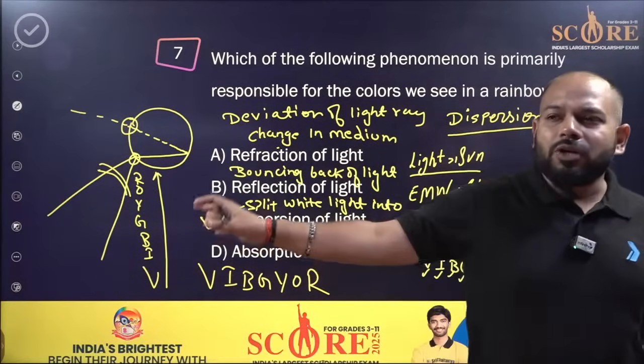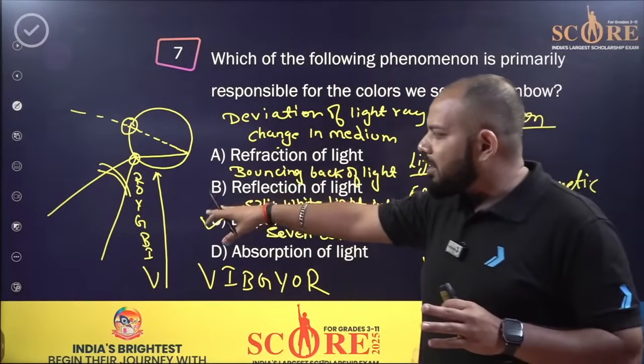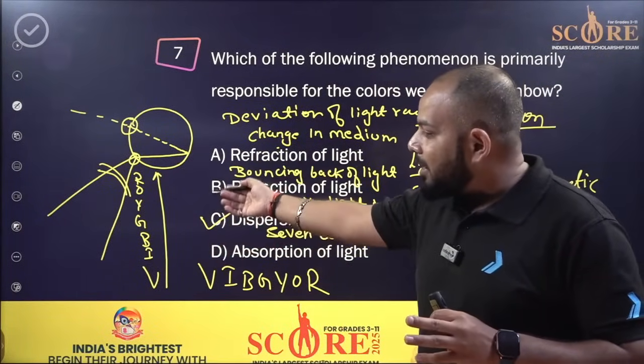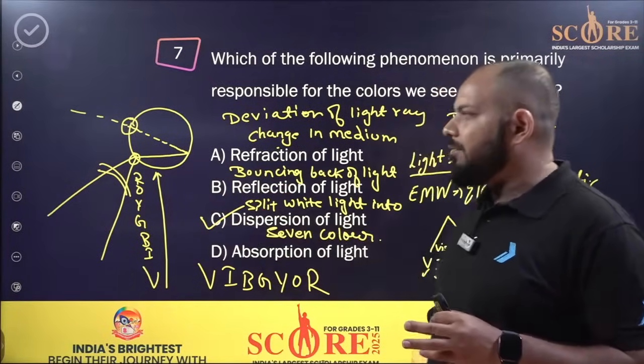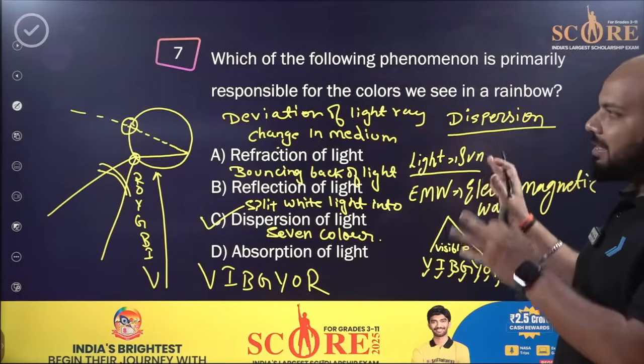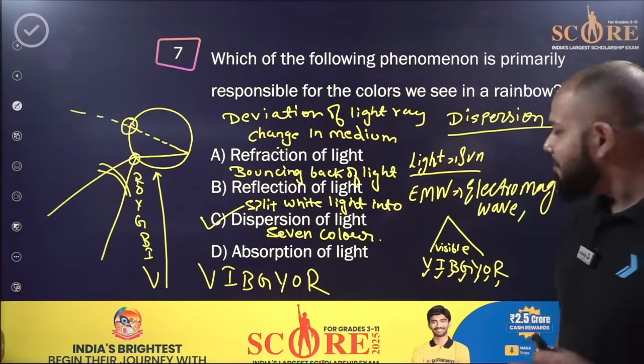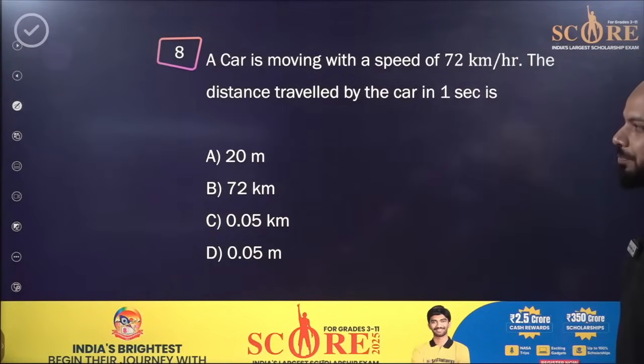So on the basis of it we'll also do questions in the upcoming sessions, like why signals are made red and not violet, what about the other colors and everything. I hope this part is clear to everyone. Okay, let's move to the next question now.